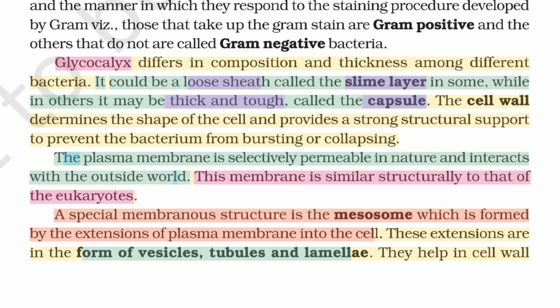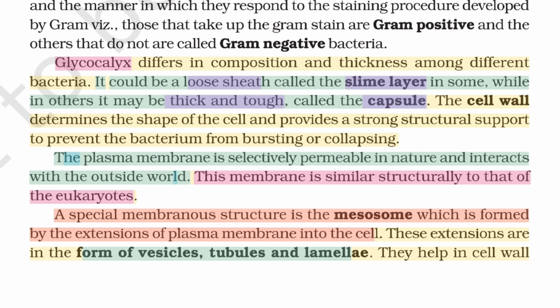Glycocalyx differs in composition and thickness among different bacteria. It could be a loose sheath called the slime layer in some, while in others it may be thick and tough, called the capsule. The cell wall determines the shape of the cell and provides a strong structural support to prevent the bacterium from bursting or collapsing. The plasma membrane is selectively permeable in nature and interacts with the outside world. This membrane is similar structurally to that of the eukaryotes.